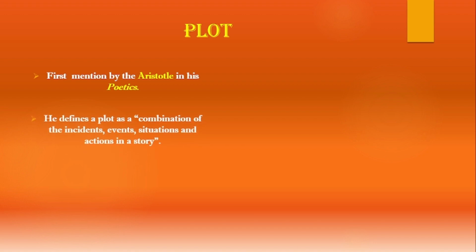This was mentioned for the first time by the Greek philosopher Aristotle in his famous work Poetics in the 14th century BC. He used the term plot as one of the most important constituents of a great tragedy. He defines a plot as, I quote, a combination of the incidents, events, situations and actions in a story, unquote. Remember, Aristotle never differentiated between a plot and a story.